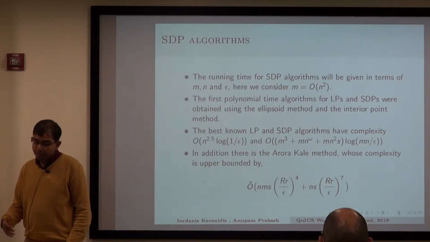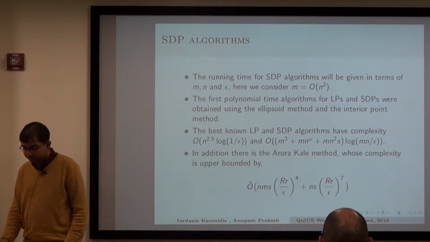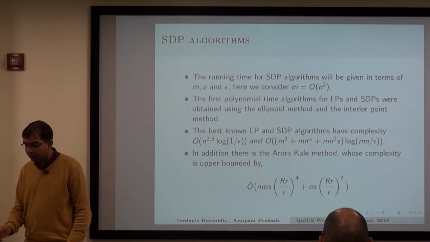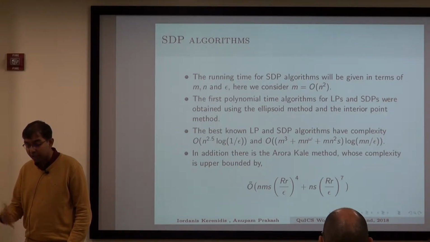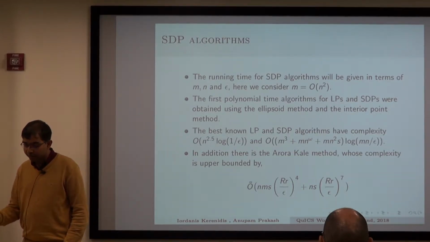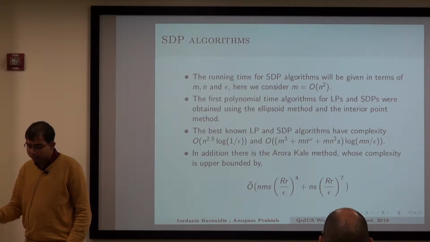Let me recall a bit about the algorithms for the SDP in the classical and the quantum case. The running time for all these algorithms will be given in terms of m, n, and epsilon. m is the number of constraints, as we said earlier, n is the dimensionality of the system, and epsilon is the error to which we recover the solutions. We'll be focusing here on the case where m is order n squared, so there are a very large number of constraints. There's also the case of sparse SDPs, but here we'll be talking mostly about dense SDPs where m is order n squared.